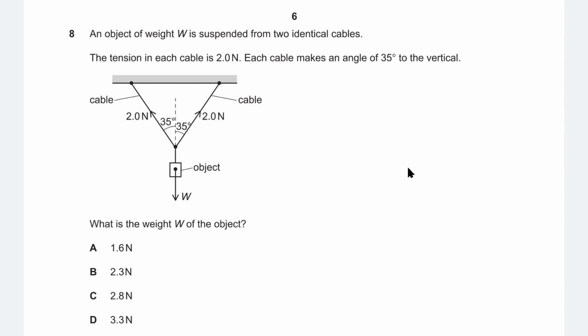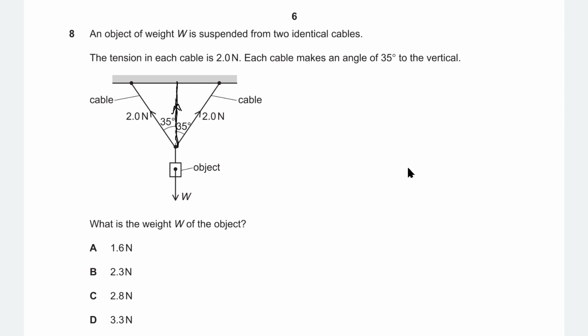Next question, question 8, which is all about vectors. An object of weight W is suspended from 2 identical cables. The tension in each cable is 2 newtons. So we have the angles. What is the weight of the object? Okay, so this here is kind of a classic setup. All we need to do is find the vertical component, because this 2 newton force can be represented by a vector going up. Let's just draw that a little bit better. So vector going up, kind of like along here. But then the other one can also be represented by a vector along exactly the same place.